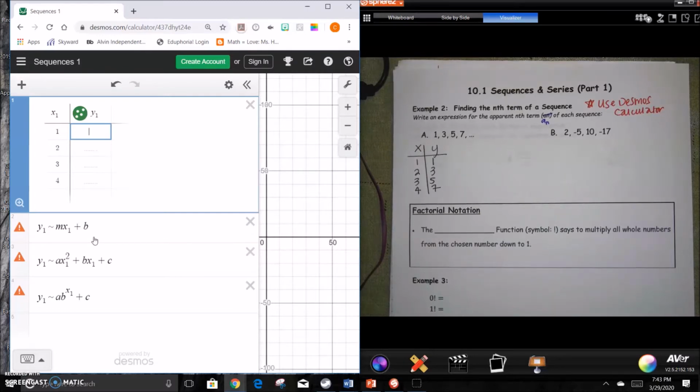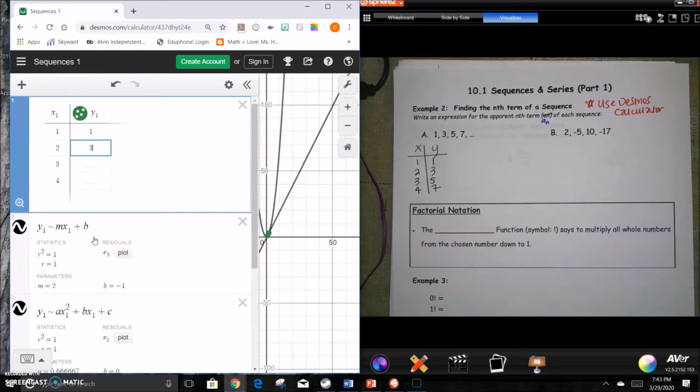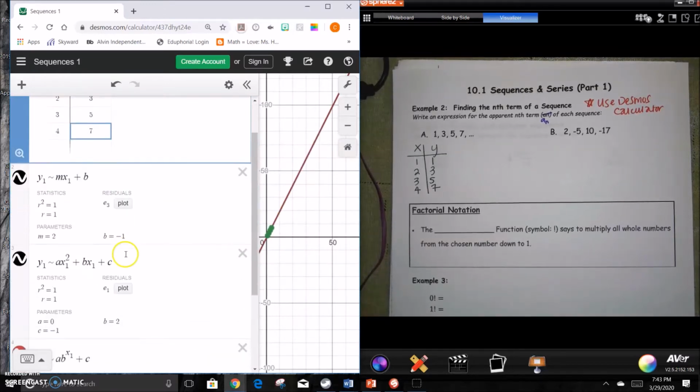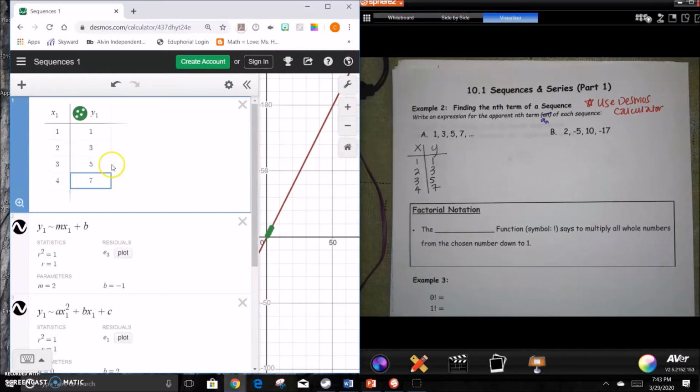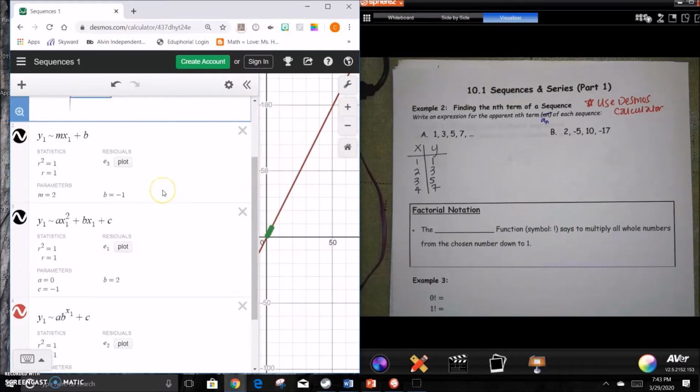So I'm going to put in my table y values 1, 3, 5, 7. If you notice, these 3 cells down here have changed. What it's doing is calculating which equation best fits the data for the table. It is clear that the first set of data is linear because of the straight line. I have 3 different types of equations in here. No, this is not all. This is just all we need to use for right now.